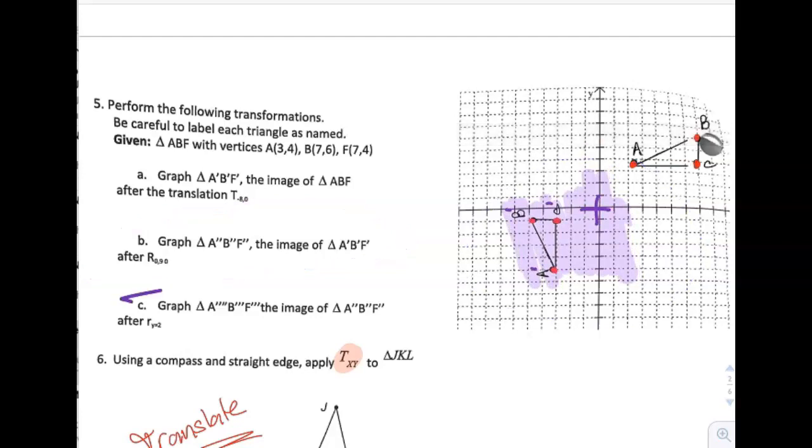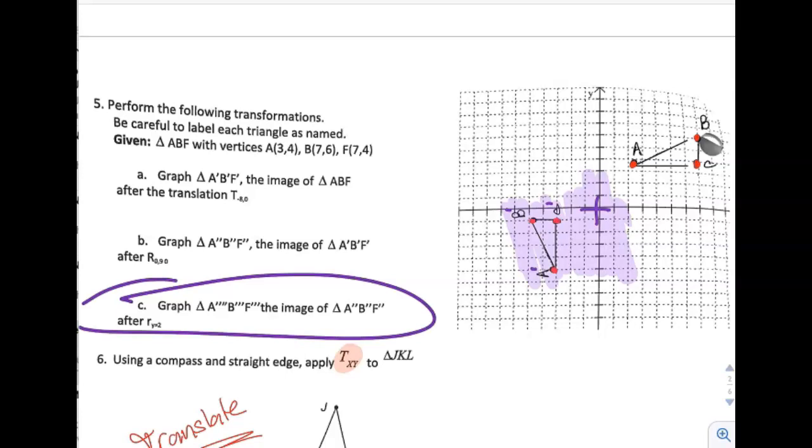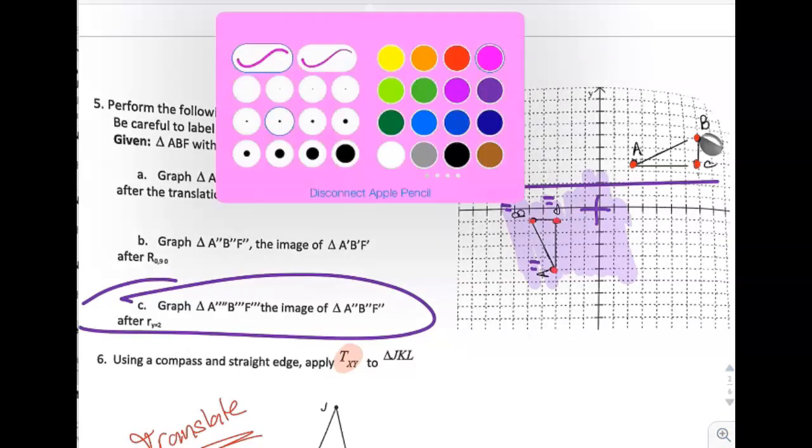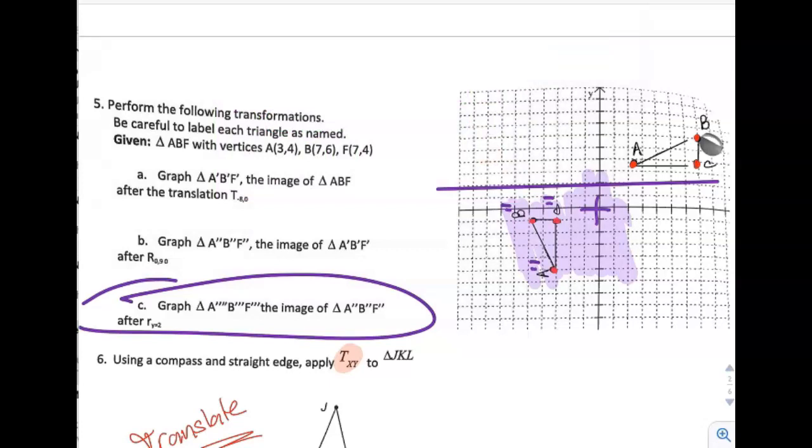Finally, it says graph the triple primes, because now these are the double primes, after reflecting it in the line y equals 2. y equals 2 is a line that cuts through the y-axis at 2. So that means we take B and go up 3 more. Same thing with C. And then A is going to go up 7 more. And this is A triple prime, B triple prime, C triple prime.